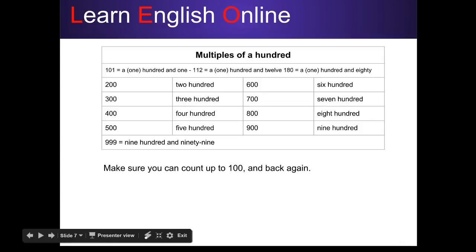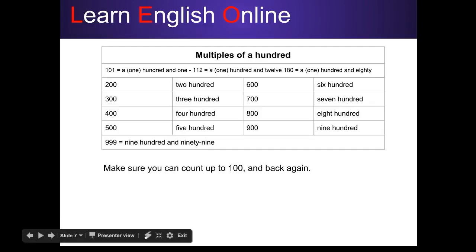Okay. When we get past 100, then we get multiples of 100. Okay? So above 100, you've got 101, like 101 Dalmatians. You might say 101, 112, 180. If you play darts, you'll know why I said it like that. 180.